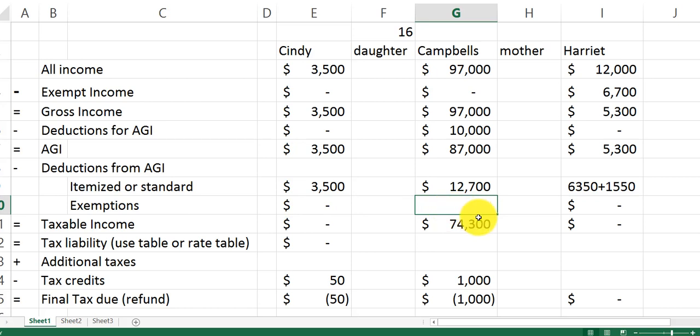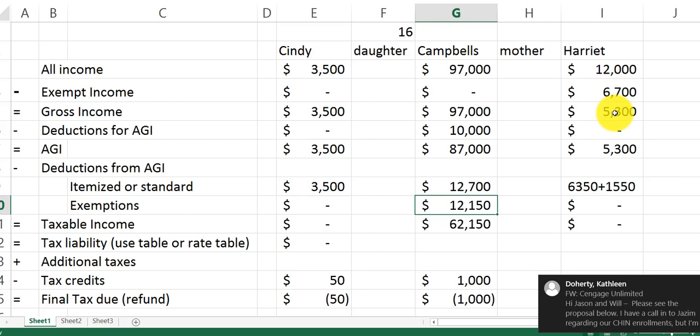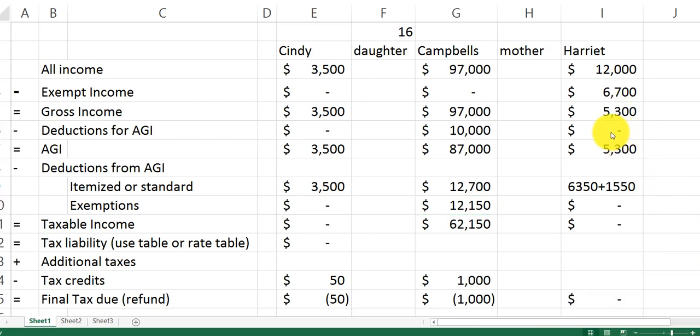So we have here 3 times 4,050 for the 3, Cindy and Mr. and Mrs. Campbell. Now, Harriet is another question. Let's consider her for a minute. She has income of $12,000. Of that, some of it is exempt, and therefore her gross income is only $5,300. She has no deduction for AGI, so her AGI is $5,300. Now, for her to be an exemption of the Campbells, she has to qualify as a dependent. If she qualifies as a dependent, then they would get the exemption and not Harriet.